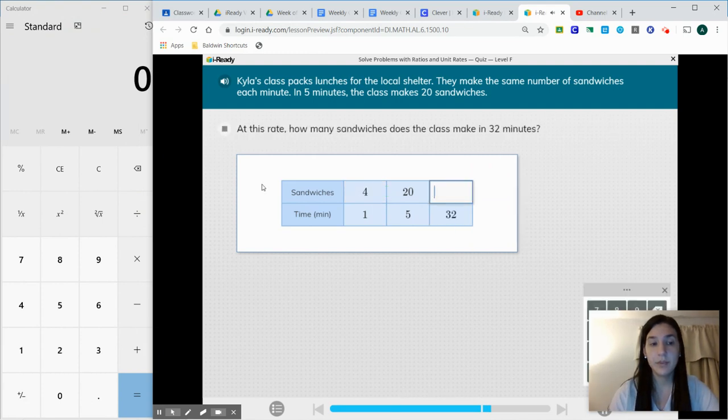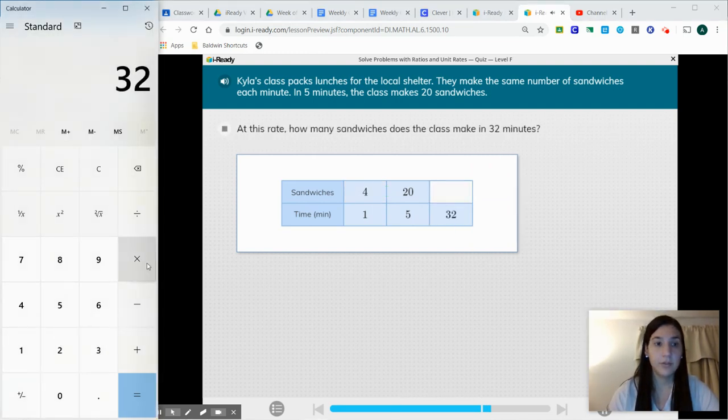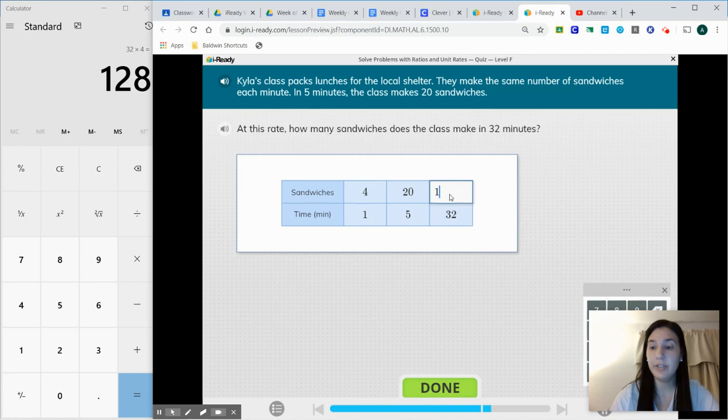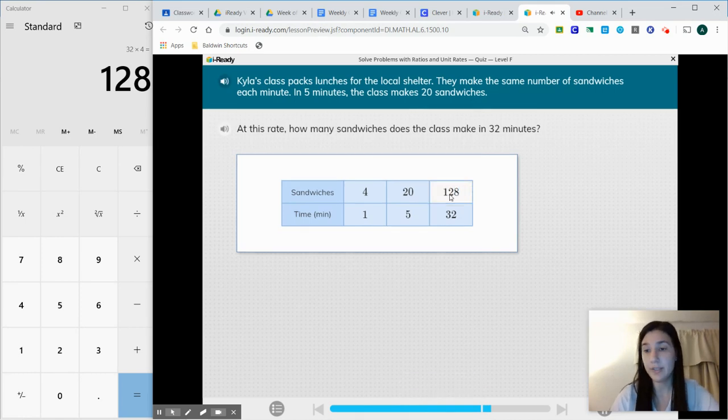At this rate, how many sandwiches does the class make in 32 minutes? So we'll take 32 minutes and multiply it by the 4 sandwiches, and we find out in 32 minutes they will make 128 sandwiches.